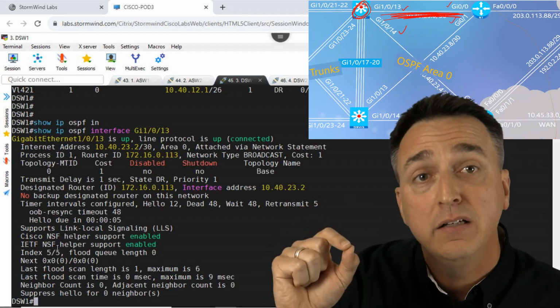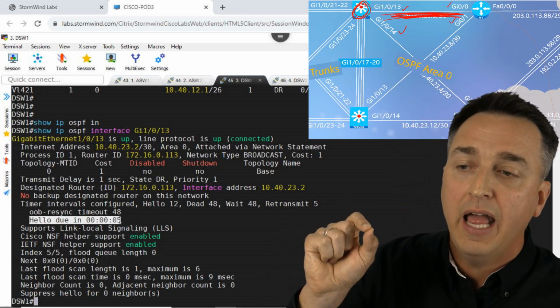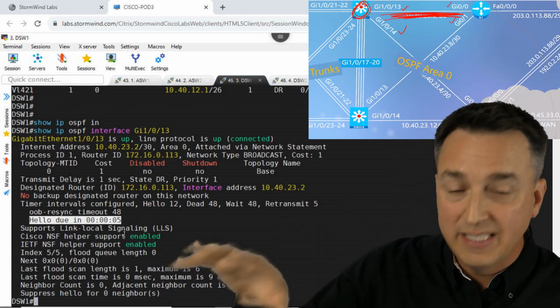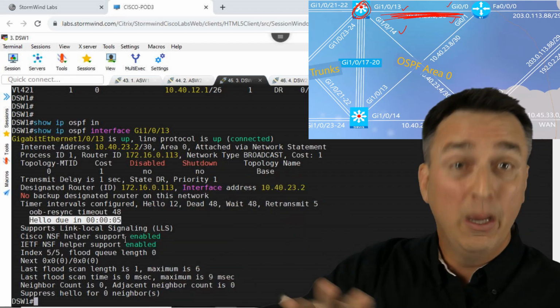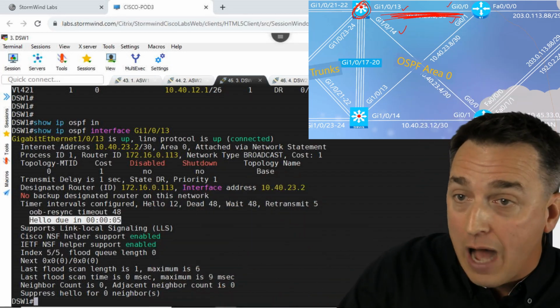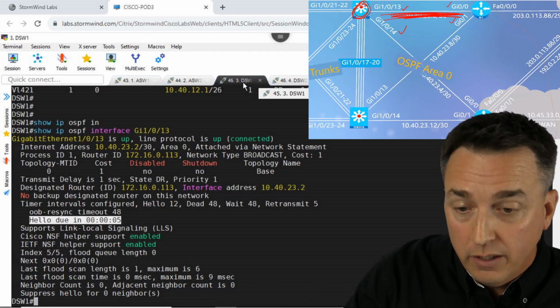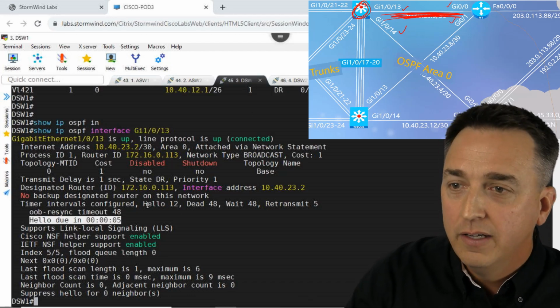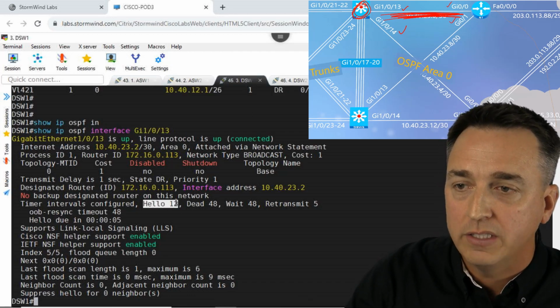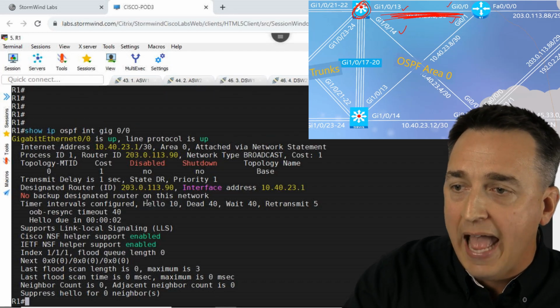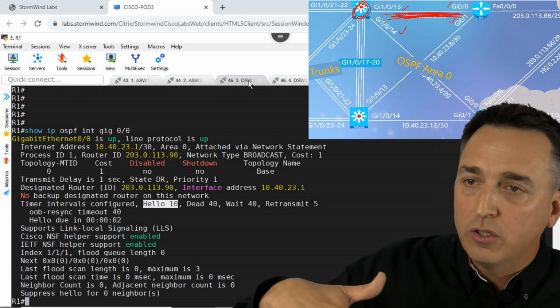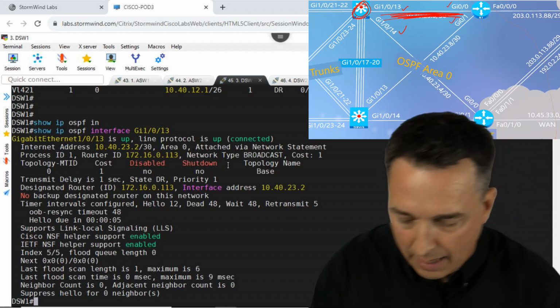If the interface was passive, it would actually say it's passive right there. Instead of saying hello due, it would tell you it's passive. Okay, so they're not passive. So this is good. Yeah, timers, right? Timers, hello of 12 on DSW1 and a hello of 10 on R1. So let's go over to DSW1 and fix that problem.